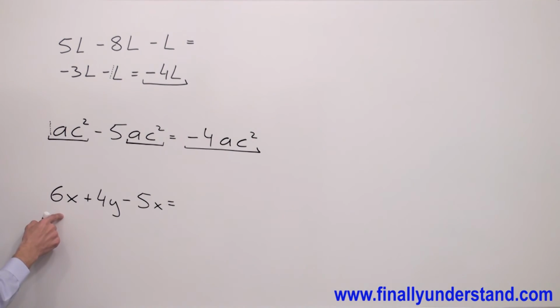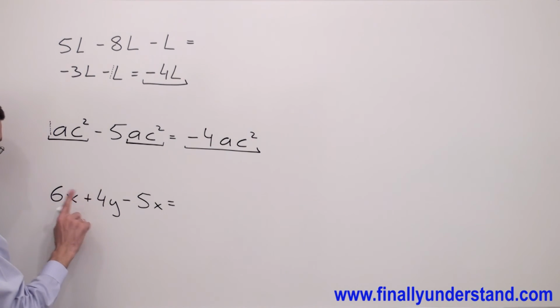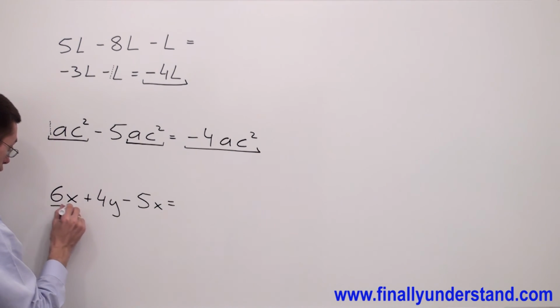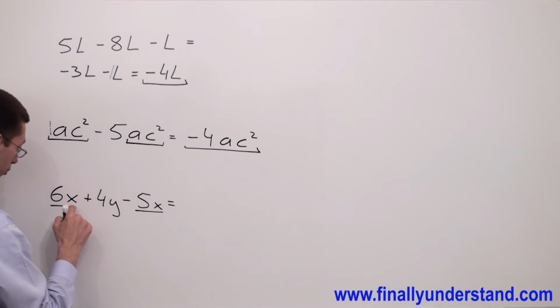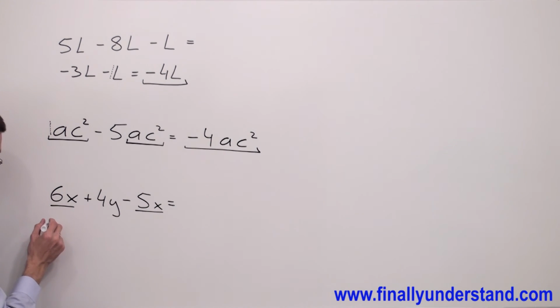Let's take a look at this example. I have 6x and I have 4y. These two terms are not like terms. I have 6x and 5x. They are like terms. These two are like terms because both of them contain x. That's why I'm going to write them next to each other.